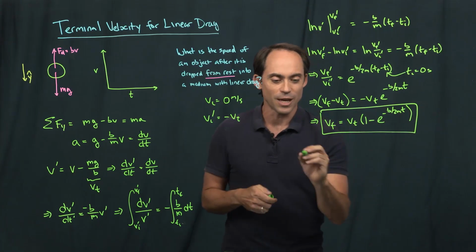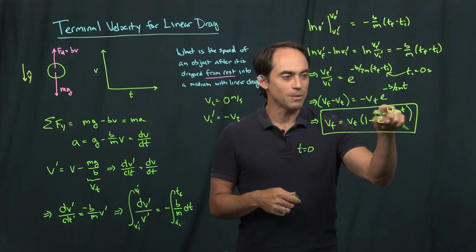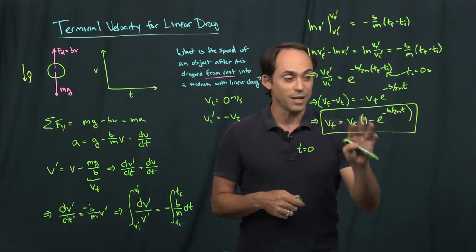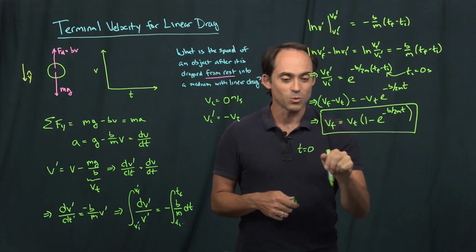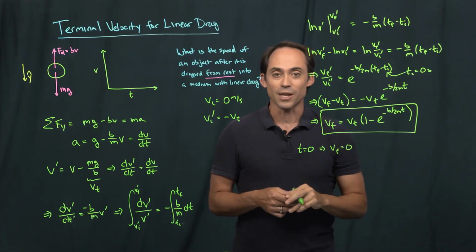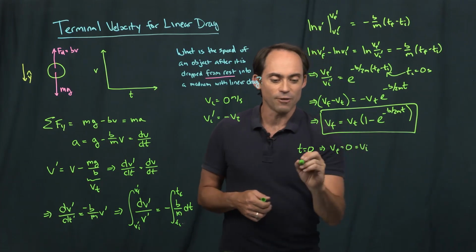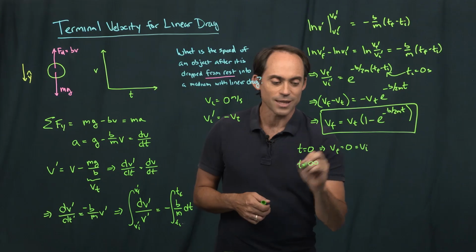If we look at it, for example, at t equals 0, what we get is this term is e to the minus 0, which is 1. We get 1 minus 1. That means our final velocity is equal to 0, which is what we started with. That's our initial velocity.